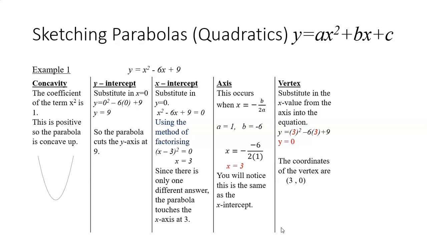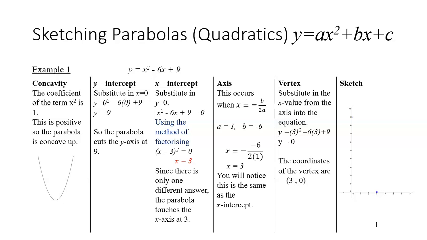And now that we have all of those, we've got our 5 important things: what shape it looks like, where it cuts the y-axis, the x-axis, our axis of symmetry, and our vertex. So let's put all of that together. So let's sketch it on a Cartesian plane. We've got one here. At the moment, I've just put in my y-intercept. It cuts at 9.